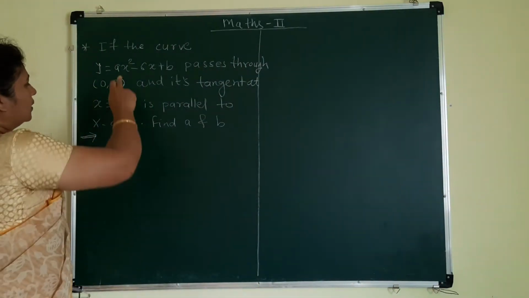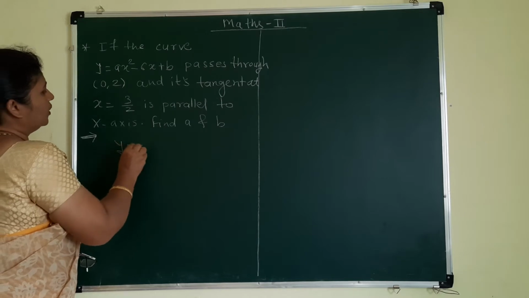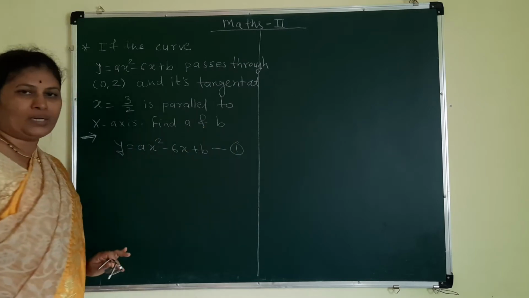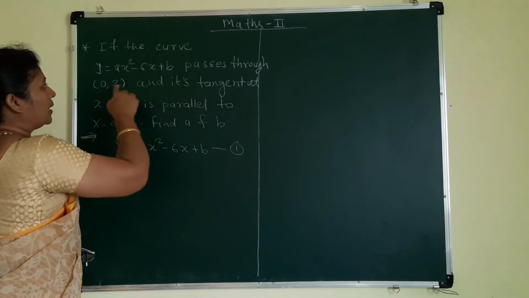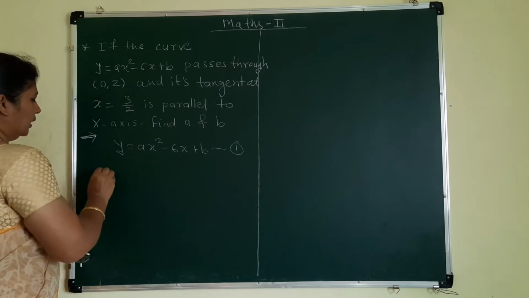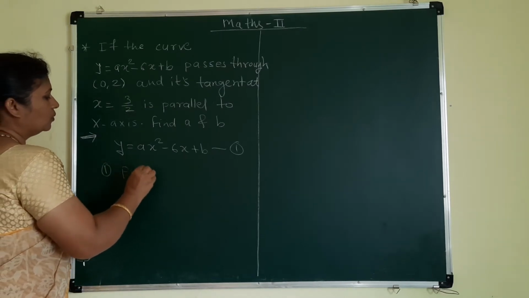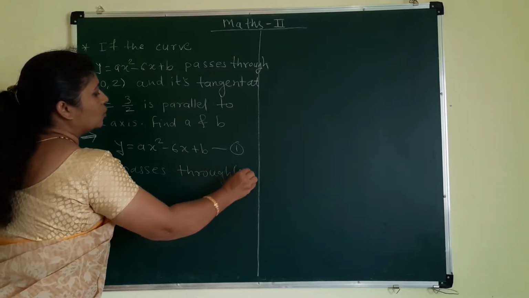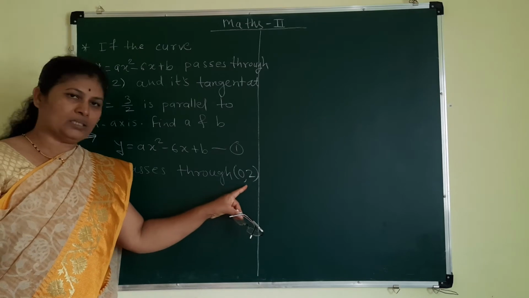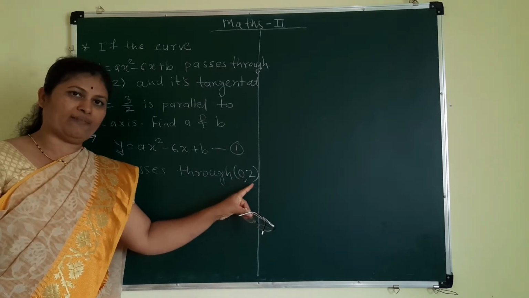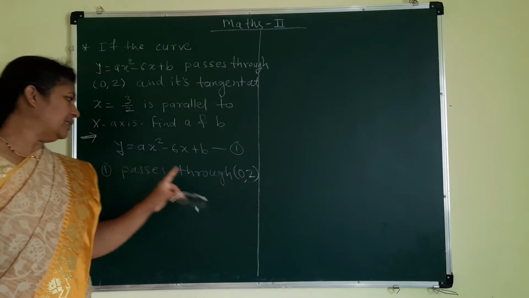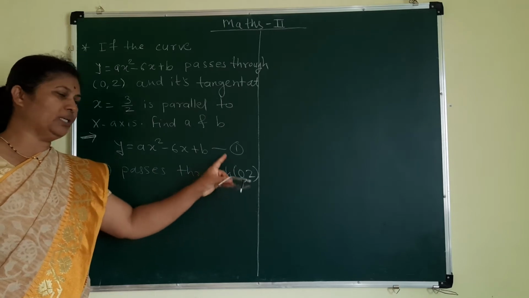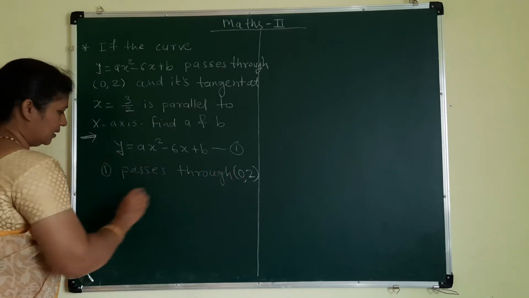So let us come to this example. We will solve this. Consider this given curve y is equal to ax square minus 6x plus b. This is our equation number 1 as usual. Since this curve passes through the point 0, 2, means at this point x is equal to 0 and y coordinate is equal to 2. This point will satisfy this equation. So I will put these values, x is equal to 0 and y is equal to 2, in equation 1. What will I get? y is equal to 2.